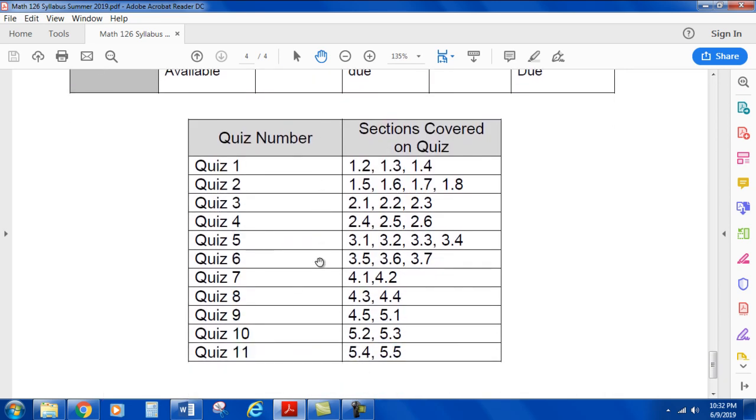And these are what the different quizzes cover. If you have any questions, feel free to email me or to post something in the discussion boards. And welcome to class.